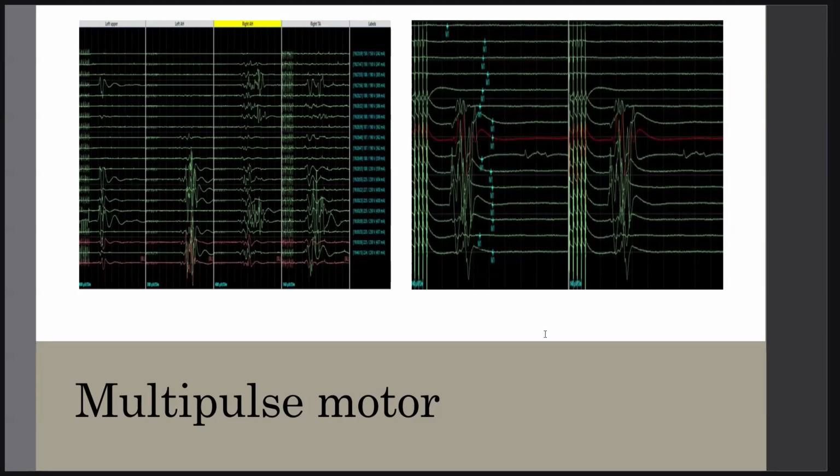Latency is somehow fixed. Latency of the response. You see that there is a fixed, almost fixed latency, but the amplitude is totally variable from one response to another. This is the motor evoked potential. This is what you look for on the screen. That was the multiple pulse when you stimulate the cortex and record from the muscle.